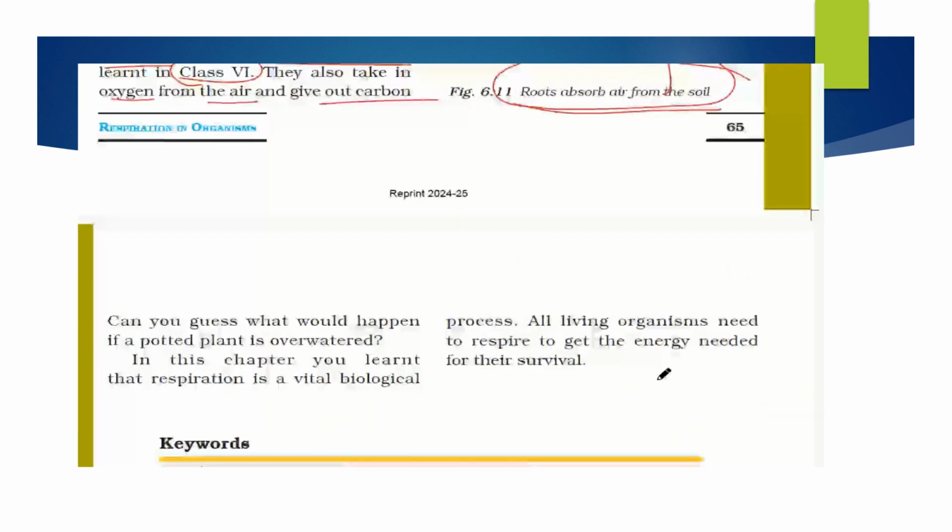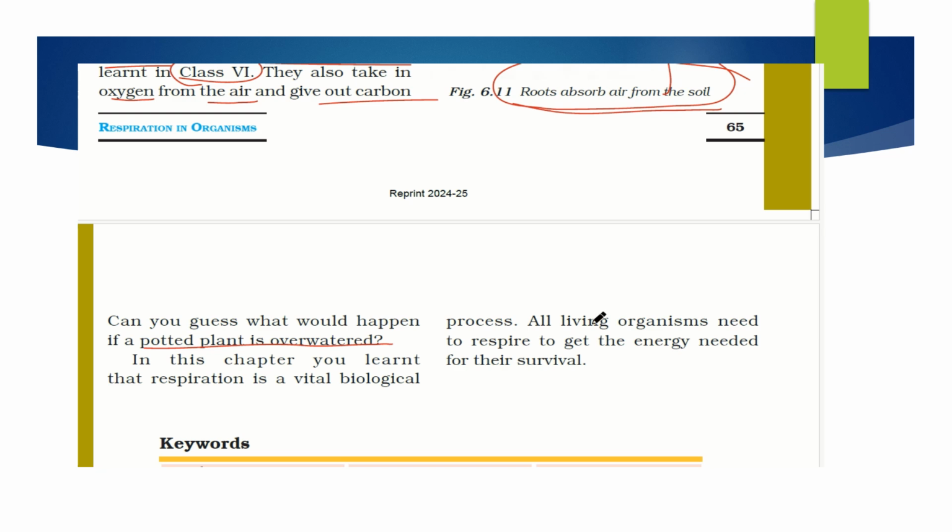Is it clear? Now, can you guess what would happen if a potted plant is overwatered? If a potted plant is overwatered, you can just think that the pores will get clogged with water and it will be difficult for the plant to breathe in through the air spaces, because all the air spaces will be filled with water, right? The mechanism of the plant is not that they can breathe through water as well. So it is different. So it should not be overwatered. If it is overwatered, it will be harmful for the plant.